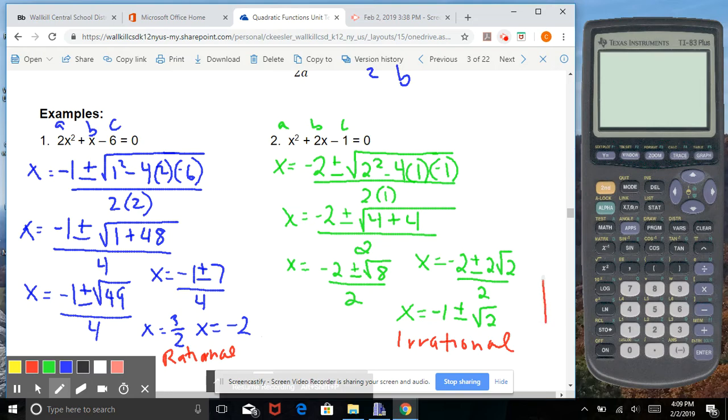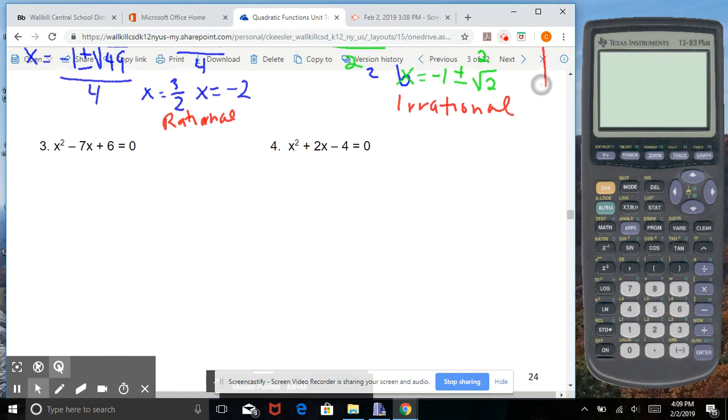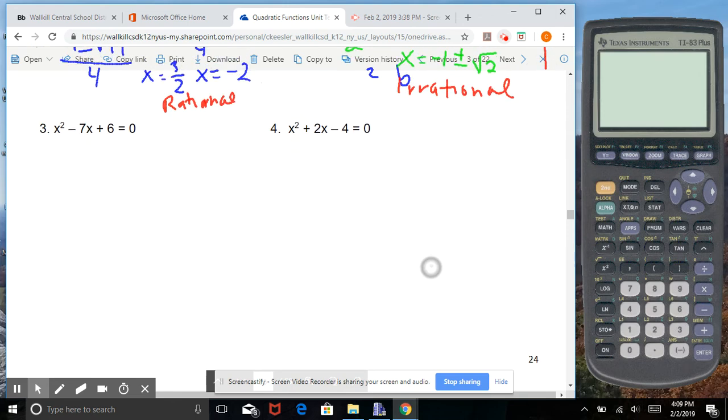Taking a look at number 3, we go through the same process again. This time we have A is 1, B is negative 7, and C is positive 6. We start by substituting it in.